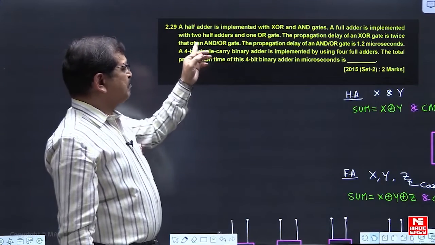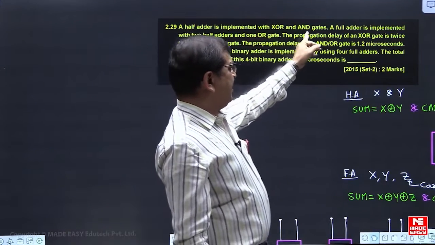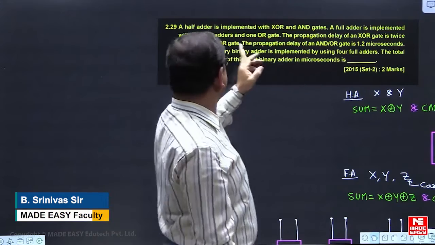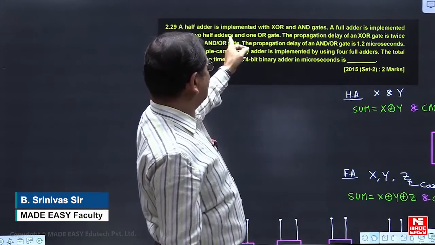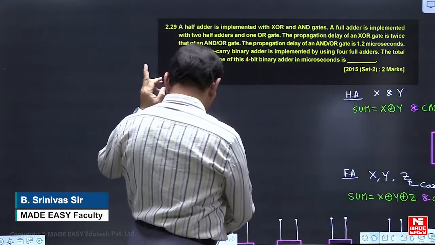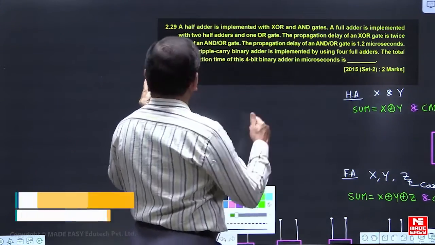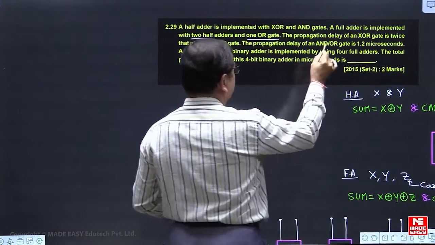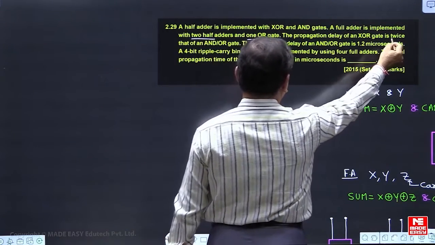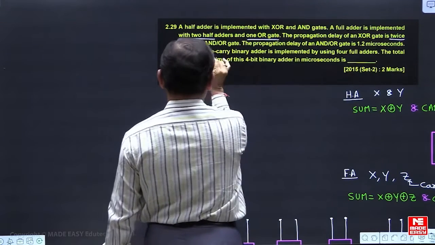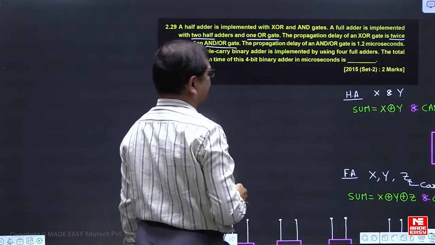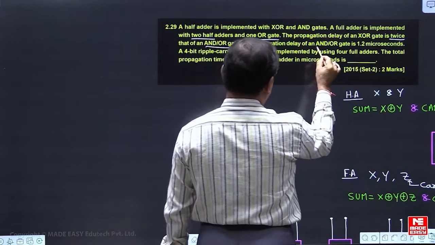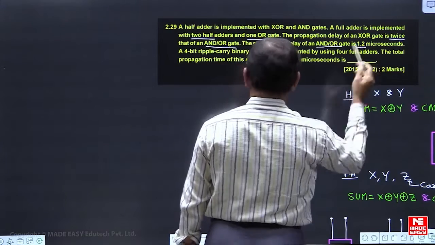A half adder is implemented with an exclusive OR gate and an AND gate. A full adder is implemented with two half adders and one OR gate. The propagation delay of the XOR gate is twice that of the AND and OR gates. The propagation delay of the AND and OR gates is 1.2 microseconds.